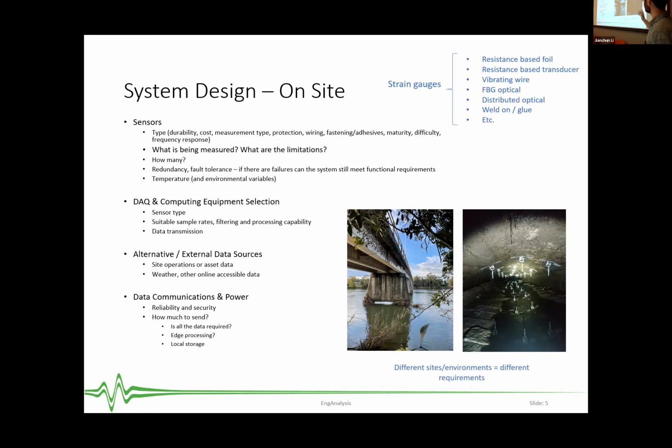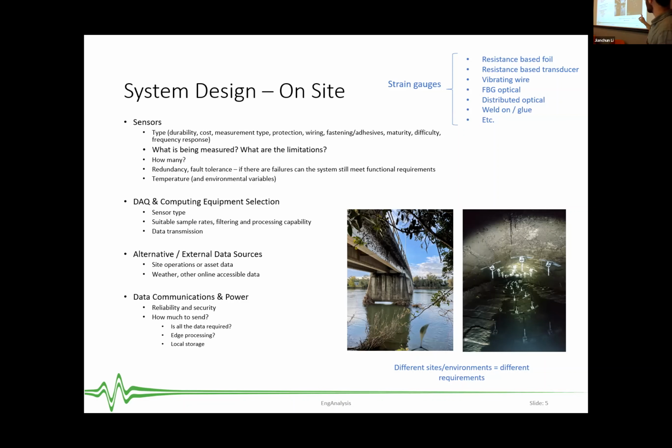Just in the sensor types, the strain gauges, once you decide strain, then you've got all these decisions about the different types and the benefits and disadvantages of each. And each of them would then branch out into the different data acquisition and so on.